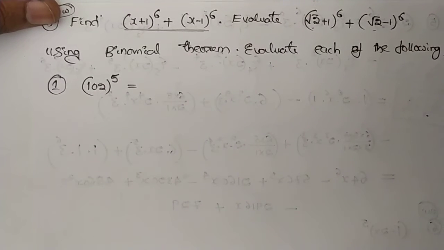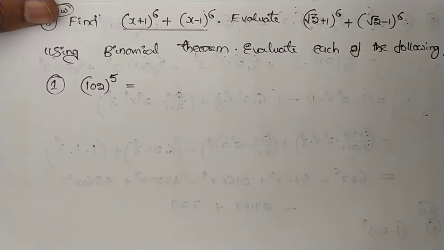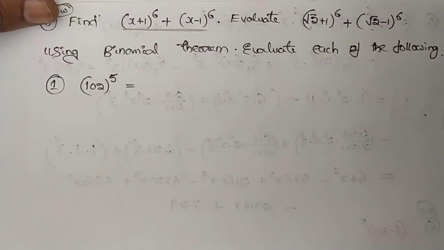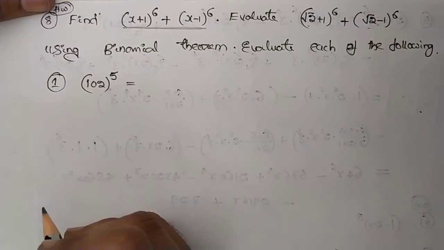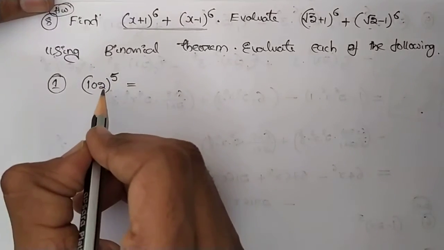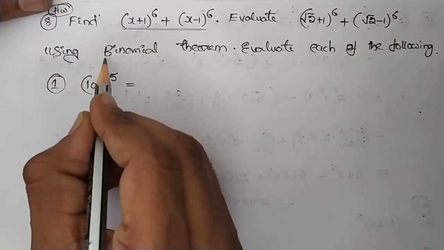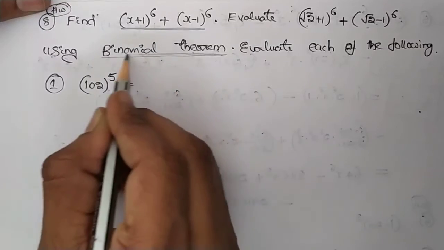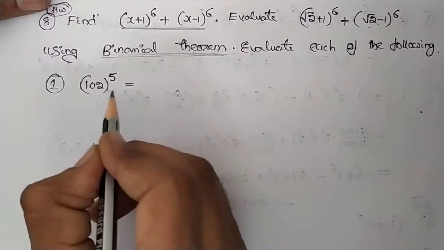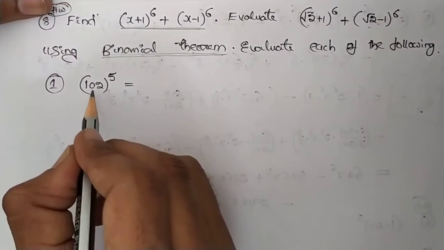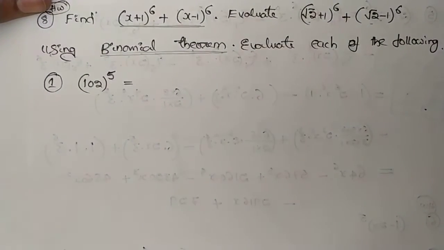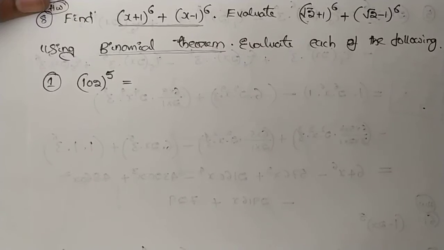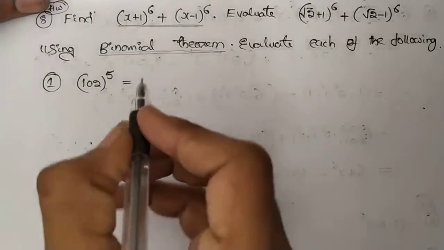Remember, we have to find 102 whole power 5 by using the binomial theorem, not by writing 102 into 102 into 102 five times, not by writing multiples of 102 five times. Okay. How to find 102 whole power 5 by using the binomial theorem?